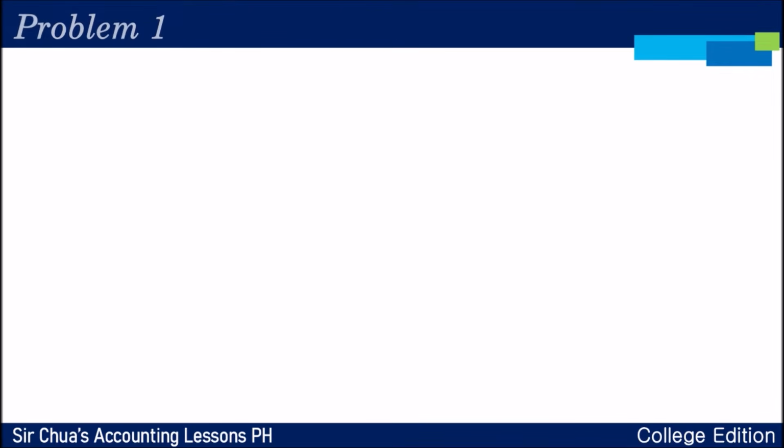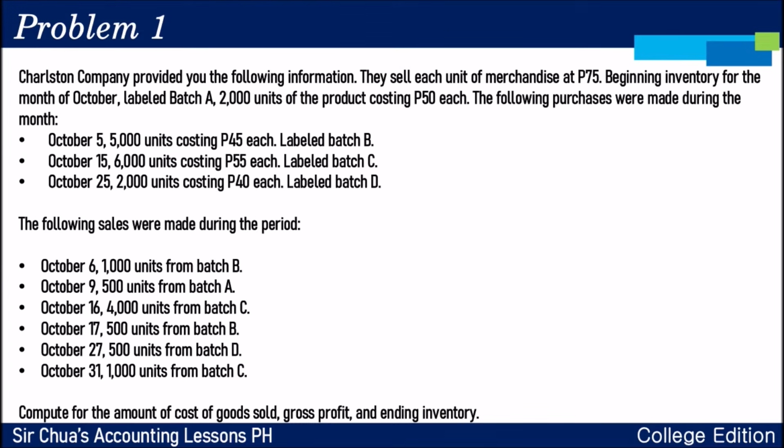Okay? So, to discuss, let's have problem number 1. Problem agad, di ba? Okay, so Charleston Company provided you the following information. Ang selling price daw po ng kada merchandise is 75. So, yung problem pong ito is, kunyari po, iba-ibang batches naman yung kinukuhanan natin through specific identification. But just to simplify, kunyari pare-pareho po sila ng selling price na 75 pesos.